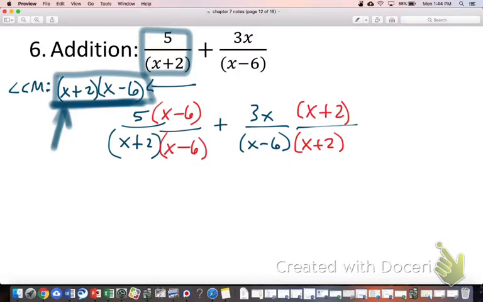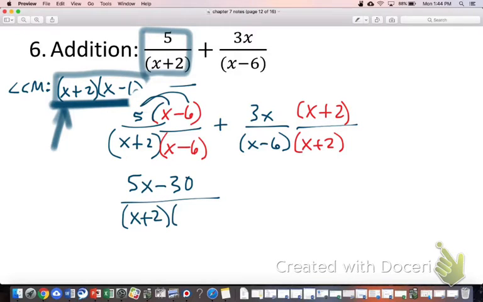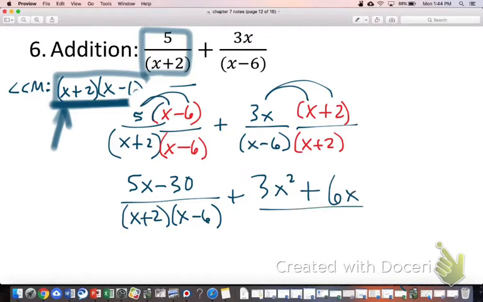Okay. Do you guys see here, let me give myself a little more room. Do you guys see the distributive property here? Okay. So 5x minus 30 over x plus 2 times x minus 6. And then do you guys also see the distributive property there? What happens when you distribute that 3x? I'd like to hear from you guys. 3x squared plus 6x. That's right.